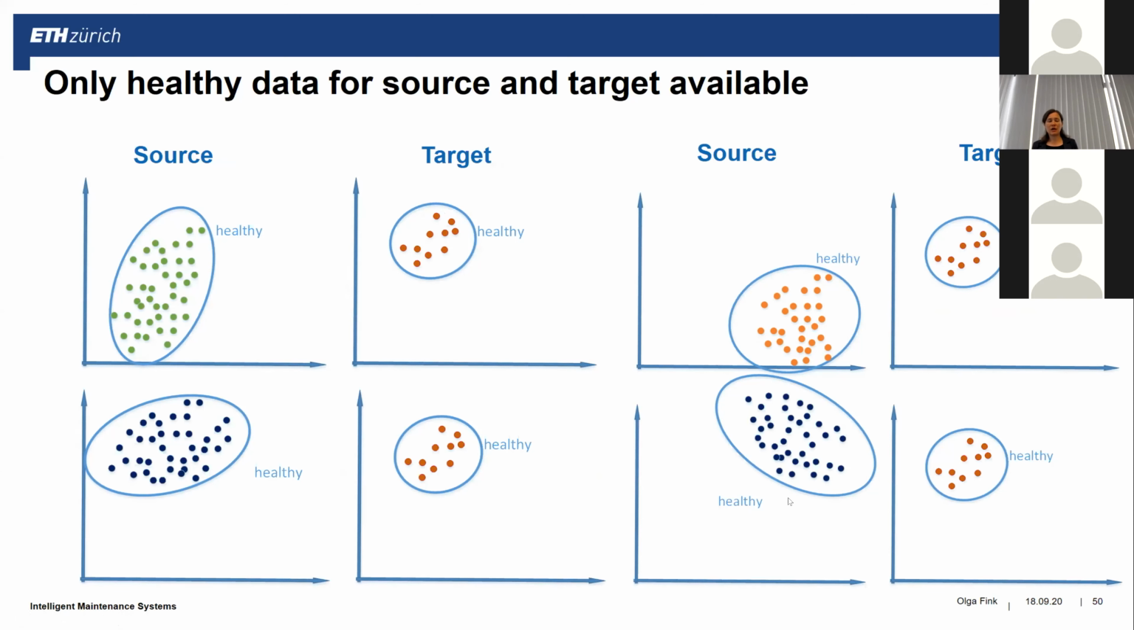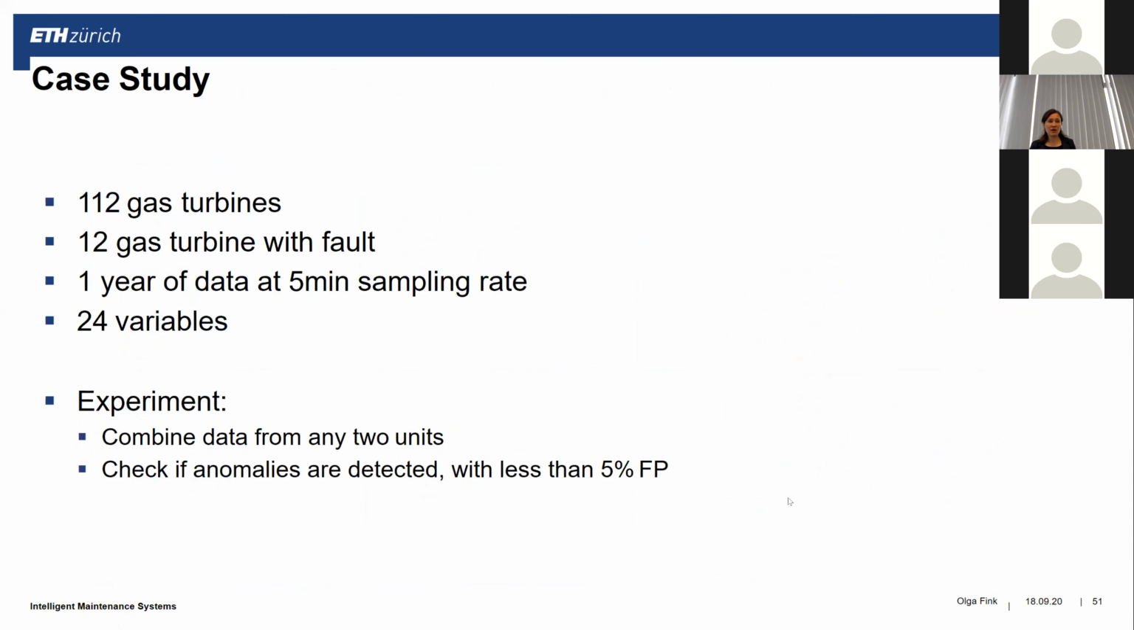So some were really in very warm regions, and some were rather in colder regions. And 12 of those gas turbines had a fault, and there was in total 1 year of data collected from those different gas turbines. It had a 5-minute sampling rate, and we had 24 variables collected for each of the gas turbines. There were some more, but these 24 were the common ones collected over all the 112 gas turbines.